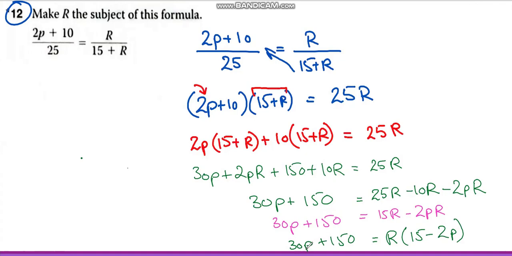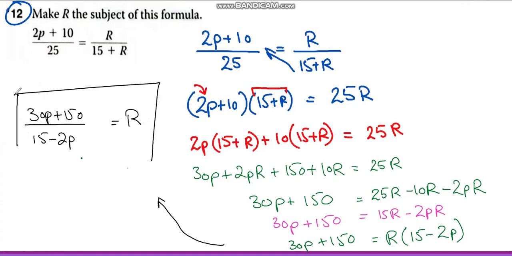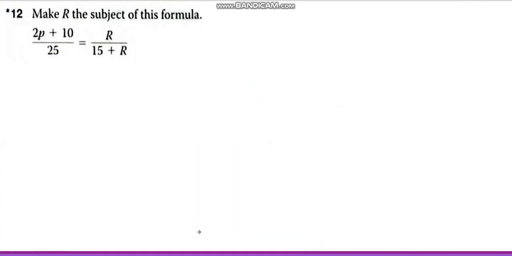And now for the remaining part, I can divide both sides by 15 minus 2p. So I will be left with r on the right side, and on the left side we will get (30p plus 150) divided by (15 minus 2p). So you can see that we have made r the subject. You can ask your questions through comments, and this was all for today's session. Thank you.